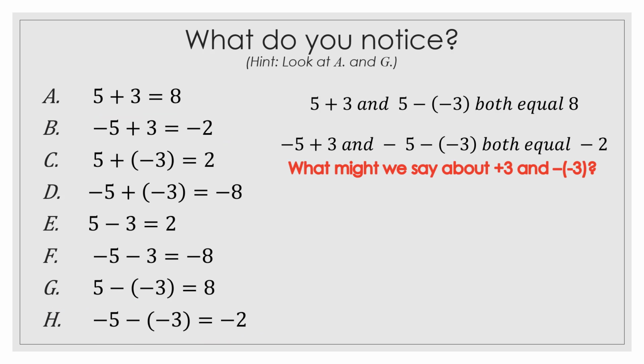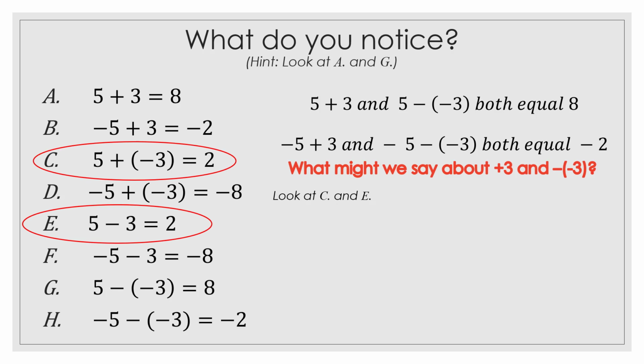So what could we say about plus 3 and minus a negative 3? We've been sort of talking about this already. Let's look at another couple pairs. Look at C and E. They both have the answer of 2, right? So 5 plus negative 3 and 5 minus 3 both equal 2.